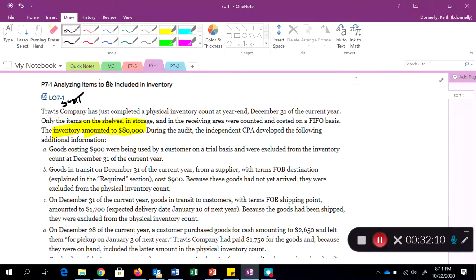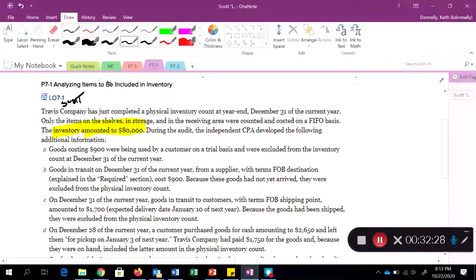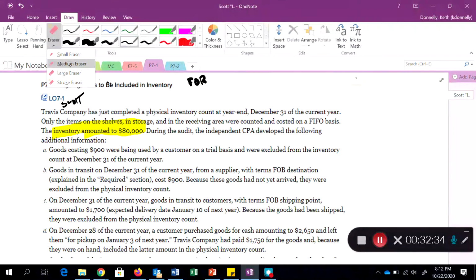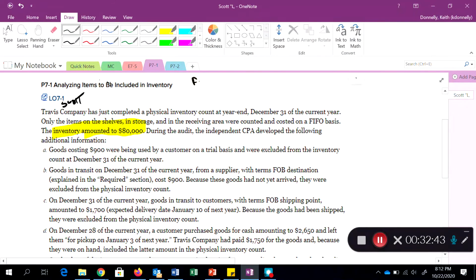What this example is, is kind of the Marty McFly, a blast from the past. This is dealing with some terms we learned last week. So we have FOB shipping point, and we have FOB destination. What does this mean?